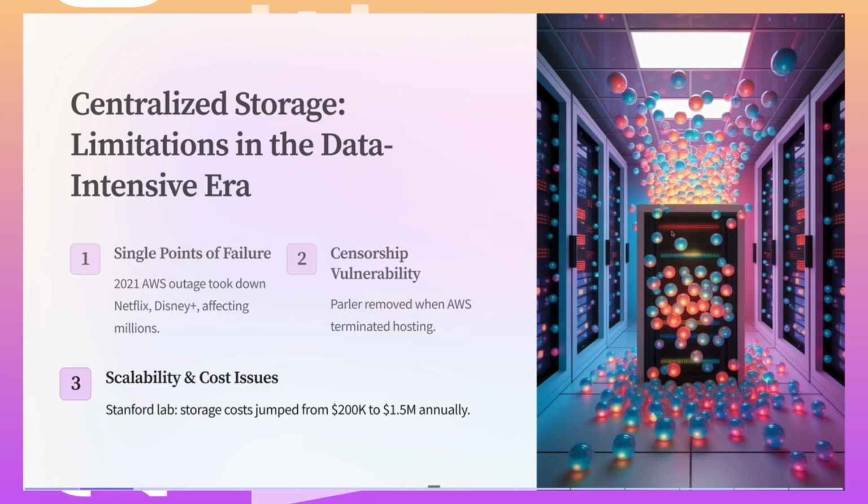So, to tackle that, centralization will not be a solution, because it causes a single point of failure, censorship vulnerability, and scalability issues. So there comes the decentralized solution.